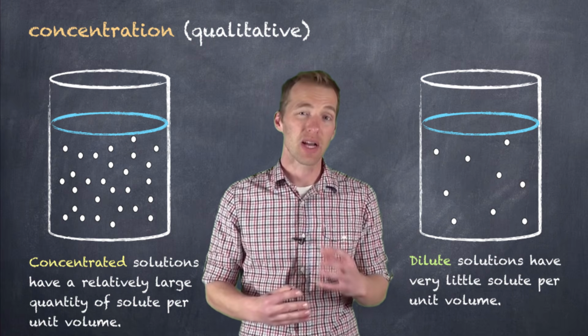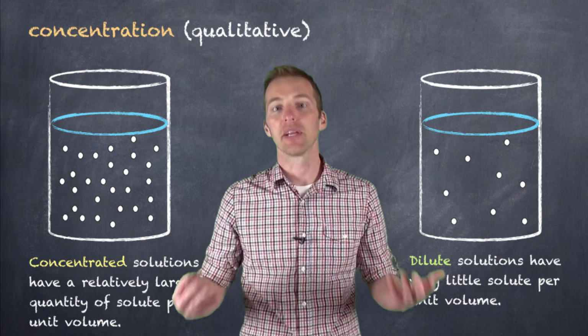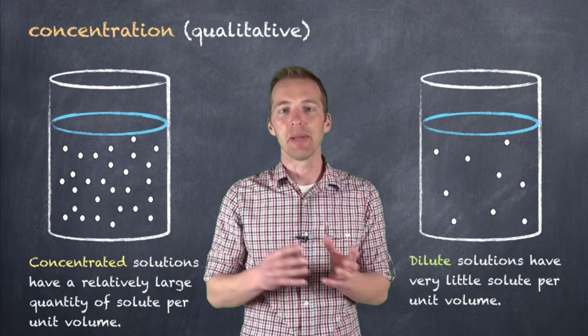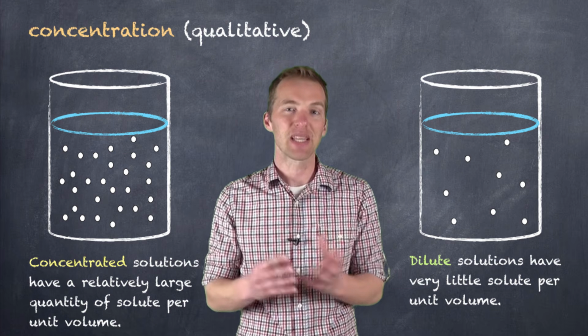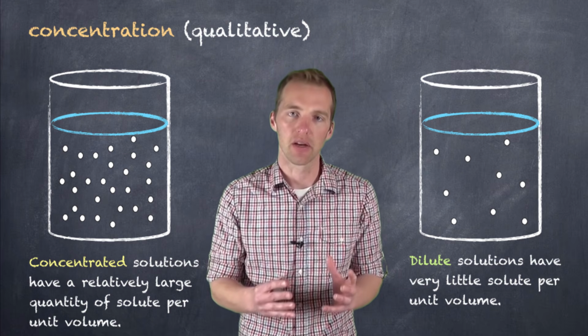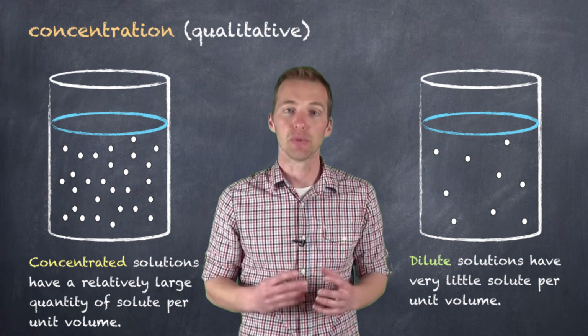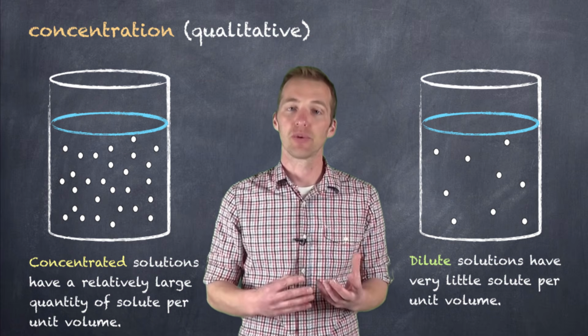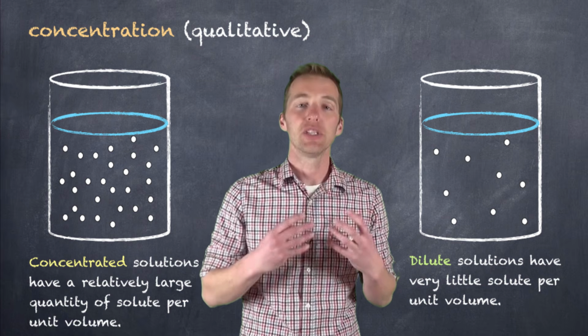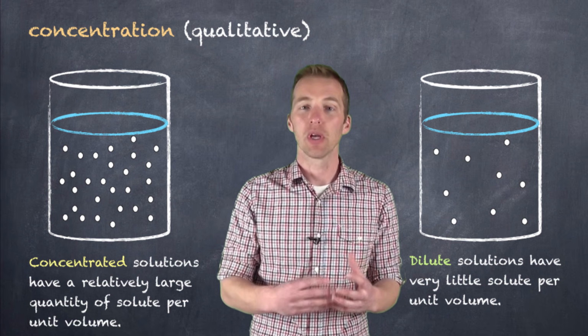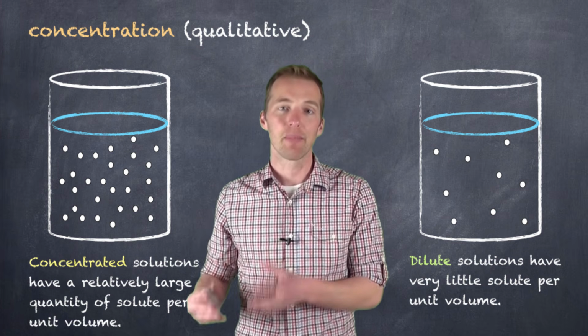What that means is when we're talking about concentrated and dilute, we're comparing two things. So something can be more concentrated than something else, but that doesn't make it the most concentrated thing on the planet. It just means relative between those two things, it's more concentrated. When we talk about concentrated, it just means that we have more solute per unit volume than something else.